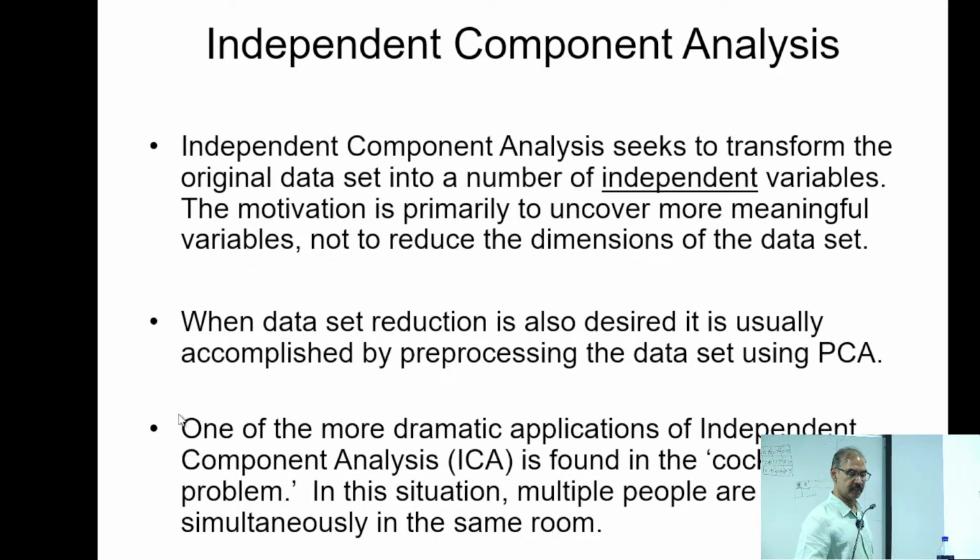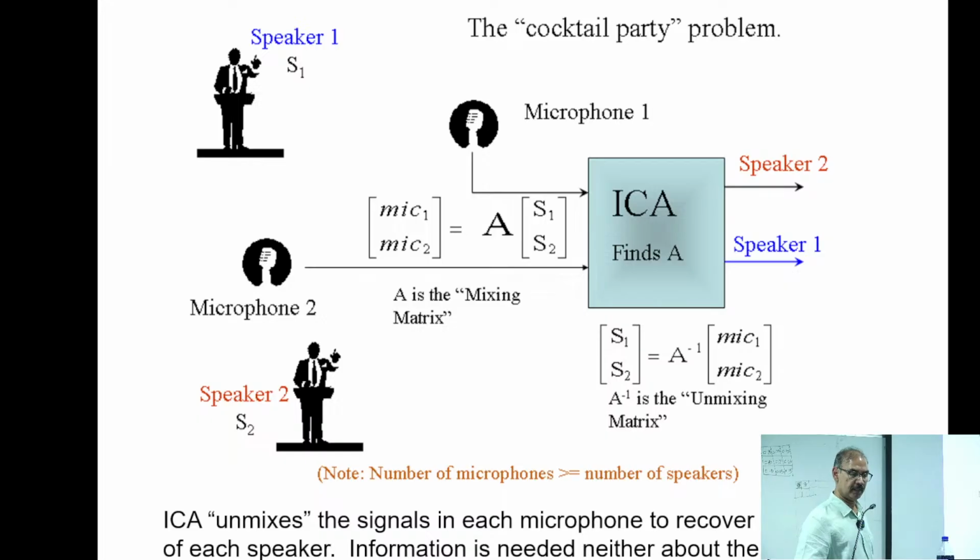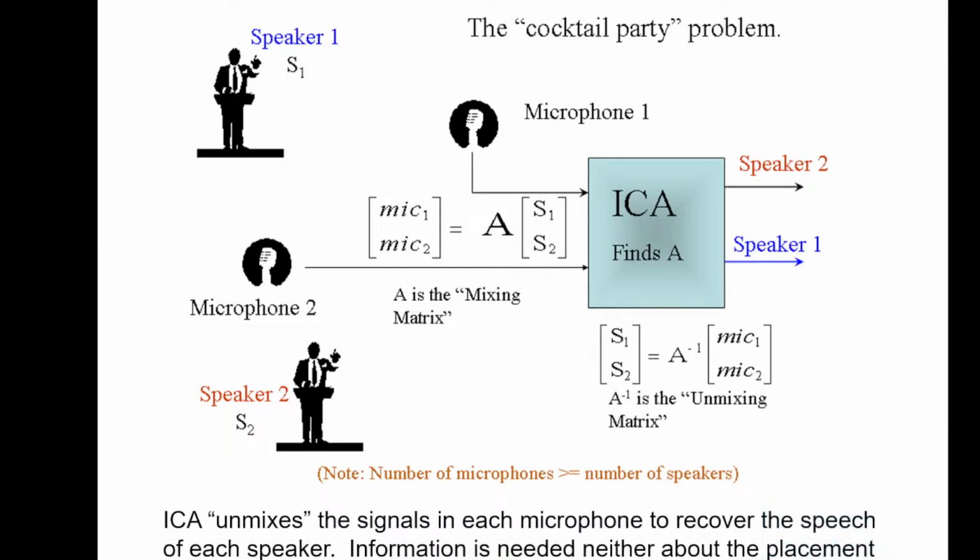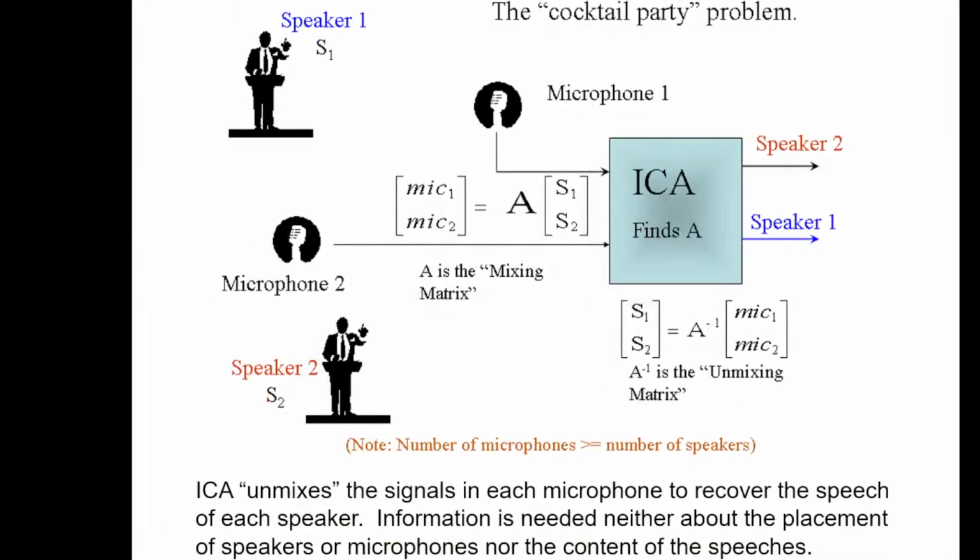Again, this is just a simple representation, right? So you have mic 1, mic 2, and then a number of speakers. And then by listening to this, we have to find out what it is. Again, this is the representation where, from the observation, we have to find the unmixing matrix and the sources.